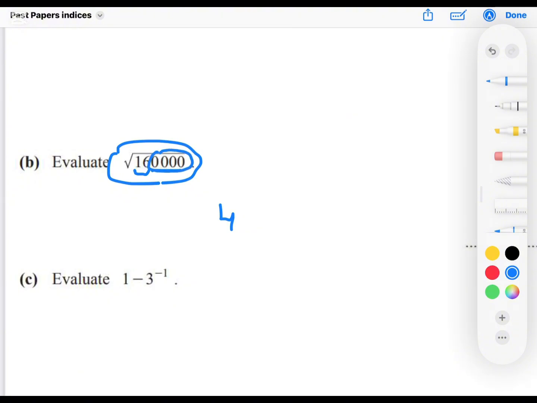Now we have 4 zeros. This is a square root, so I will cancel out 2 zeros. How many zeros will be left? I have 4 zeros right now, and it's a square root, that's why I will cancel 2 zeros. So I will be left with 2 zeros, so I will write 2 0 here. The final answer will be 400. So I hope everything is clear in this part.